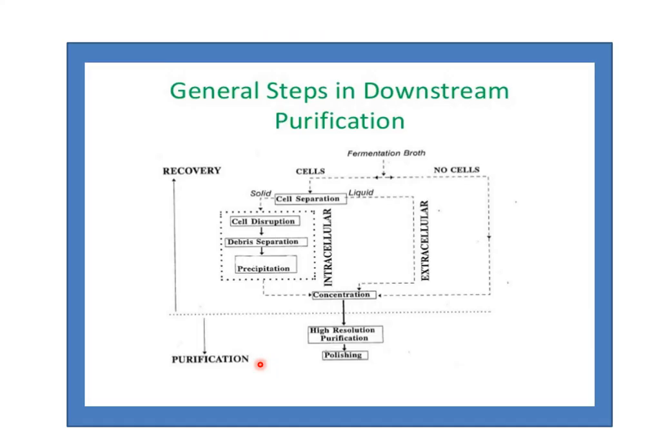Now this is the basic outline of the general steps taking place in downstream purification. From the fermentation broth, where the cells are there or cells are not required, we can see cell separation, cell disruption, debris separation, and precipitation, and if it is intracellular, these steps are involved. In case of extracellular, the concentration takes place directly, and then high resolution purification, then finally the polishing of the product. So this is the purification step, and finally we can have the recovered product.